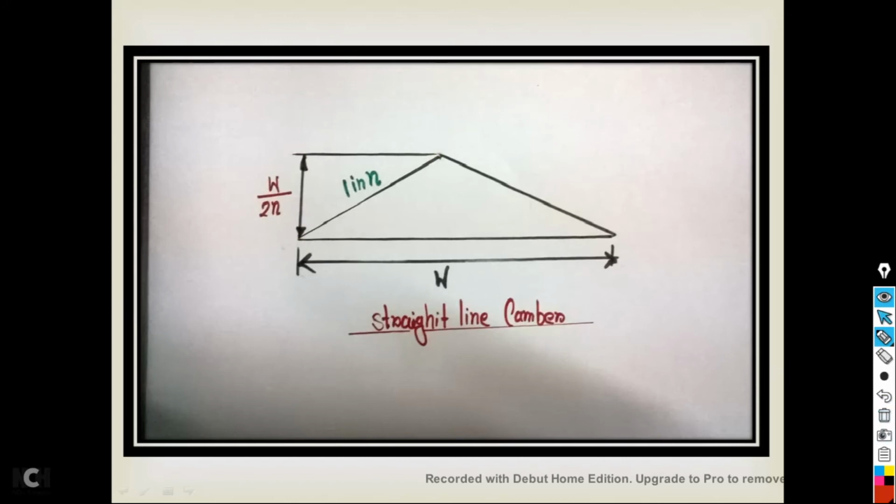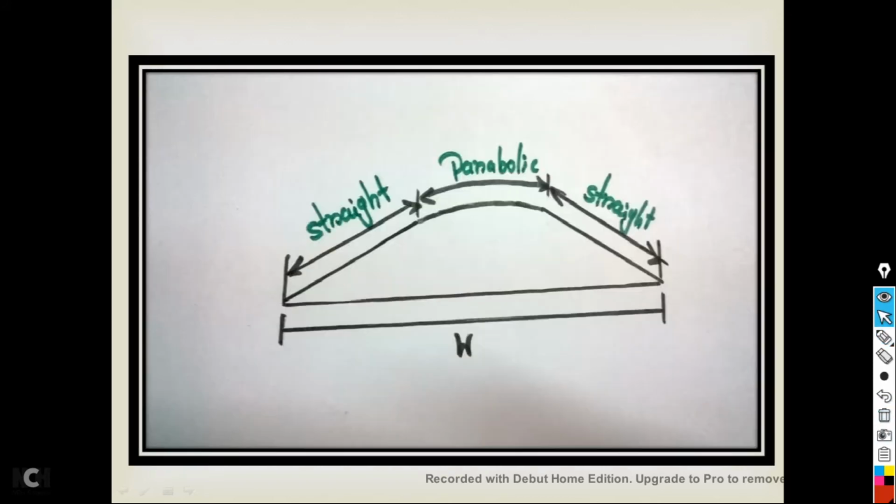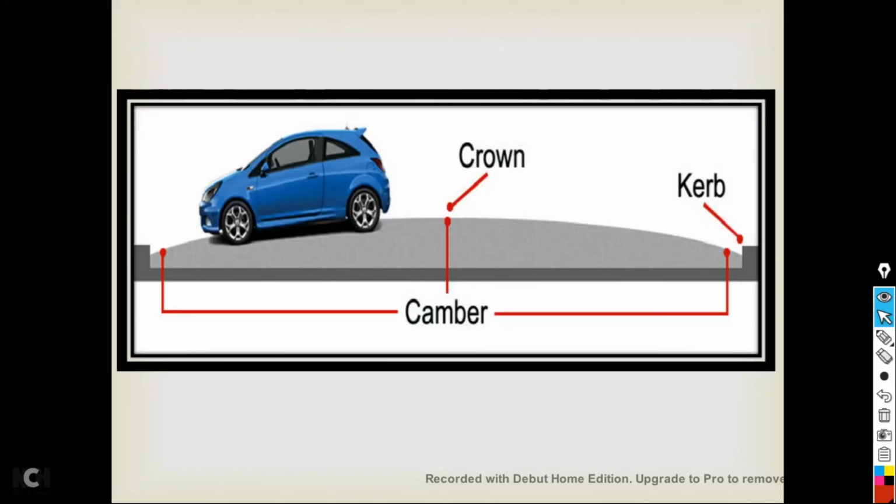Move on to the next part. Now the last case is a combination of straight line and parabolic camber. This is the more suitable camber and comfortable for slow and fast moving vehicles also. Okay, so move on to the next part.